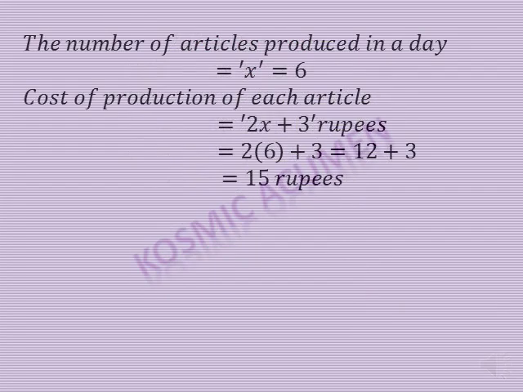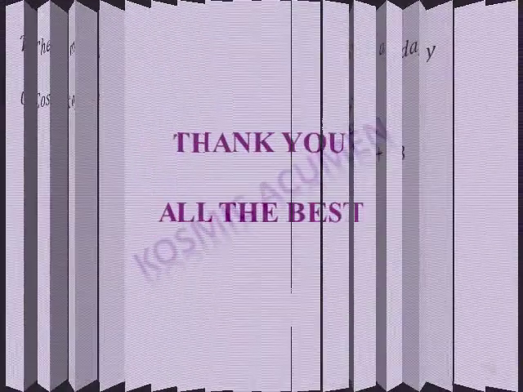So the number of articles produced in a day is 6 and the cost of production is 2 into 6 plus 3, which is equal to 15 rupees.